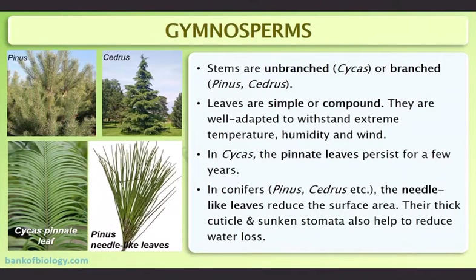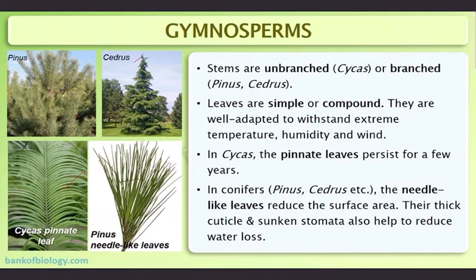The stems are unbranched, with no branching as I have seen in cycas, or they can be branched like in pinus and citrus. You can see many branches of the stem in pinus as well as citrus. Leaves are simple or compound. They are well adapted to withstand extreme temperature, humidity and wind. So they have a lot of adaptations to overcome the problems of the environment.